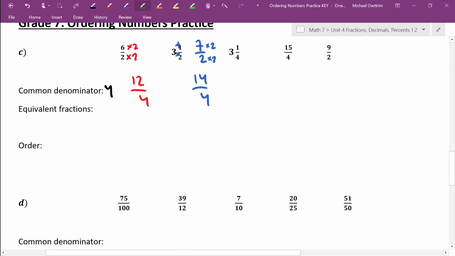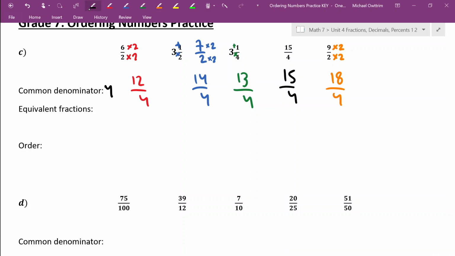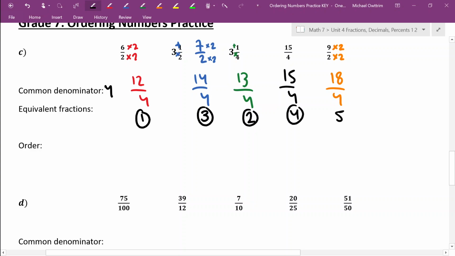Let's also convert this mixed number to improper. So 3 times 4 plus 1. 3 times 4 is 12, plus 1 is 13 out of 4. This one already has a 4 on the bottom, 15 out of 4. And then 9 halves, we're going to have to multiply by 2 to get 18/4. From here, we can go ahead and compare the top numbers. The smallest top number we have is 12, then 13, then 14, then 15, and then 18.